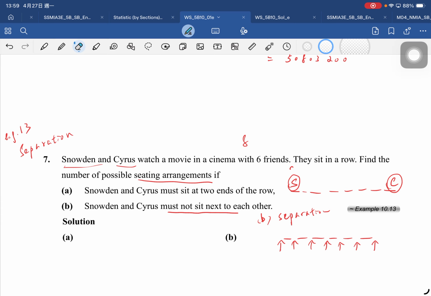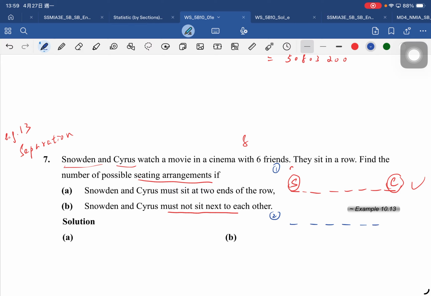Or if Snowden and Cyrus sit at 2 ends. Okay, that means like this. But please remember that there are also 2 cases if you think about it. Now when you refer to this case, Snowden on the left, but Cyrus on the right, you can also think about it or maybe Cyrus on the left, Snowden on the right. Okay, there are 2 different arrangements. And how about the rest of the 6 friends just in between them?